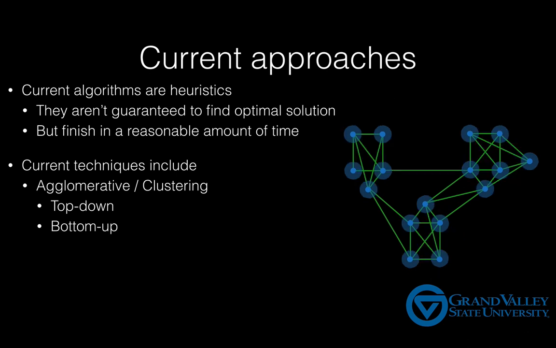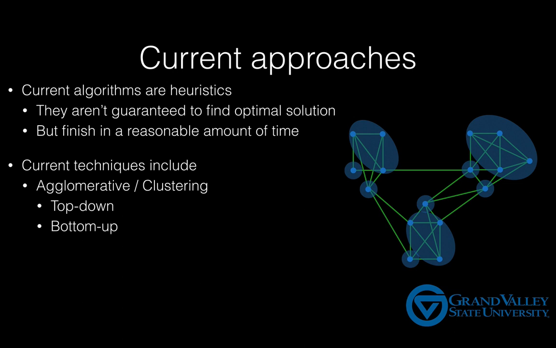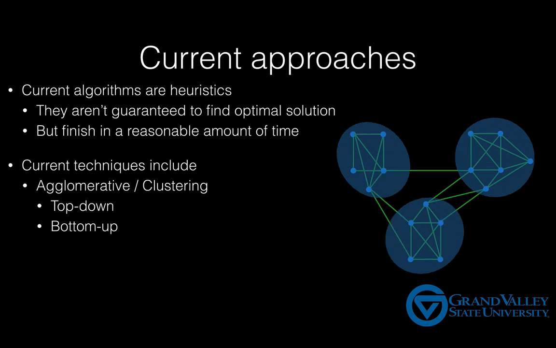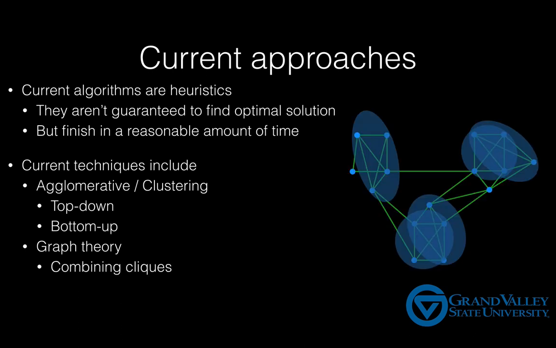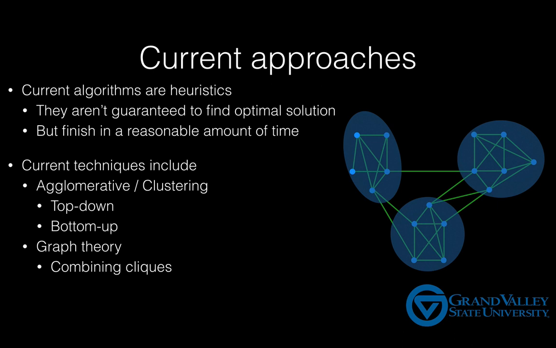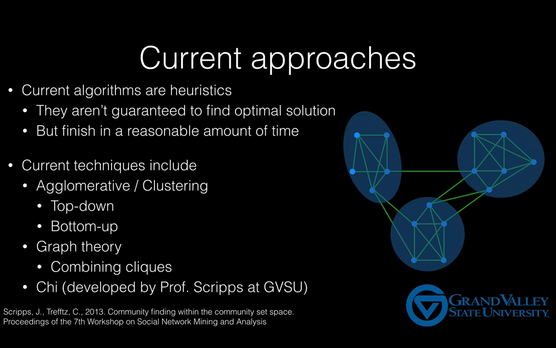With bottom-up clustering, we begin by placing each node in its own community and then repeatedly combine communities so as to maximize the objective function. There are also heuristics based on graph theory. For example, we can identify all of the large cliques in a graph and then combine those cliques with a large amount of overlap. We may also have to include some nodes that aren't part of larger cliques. Finally, I'll mention the Chi heuristic developed here at Grand Valley by Professor Scripps.